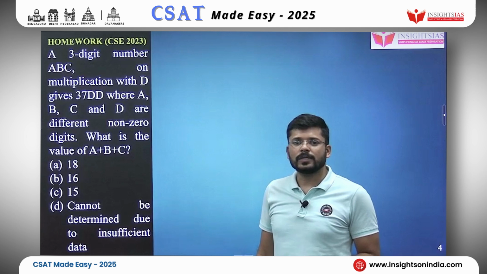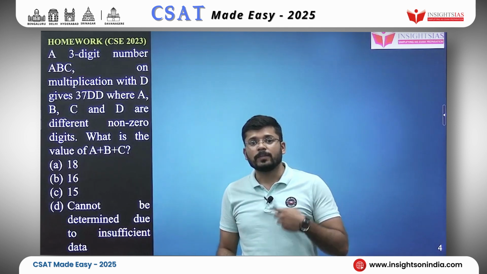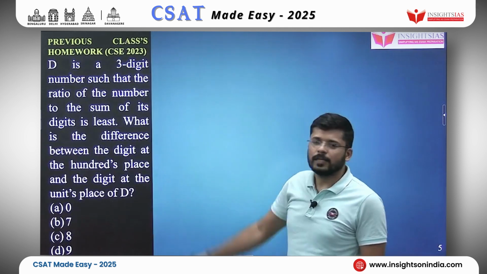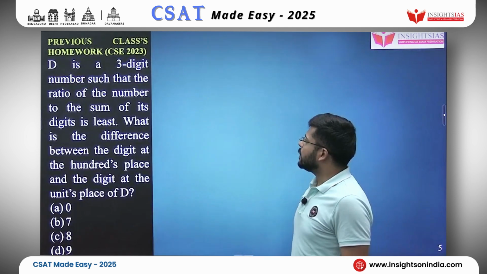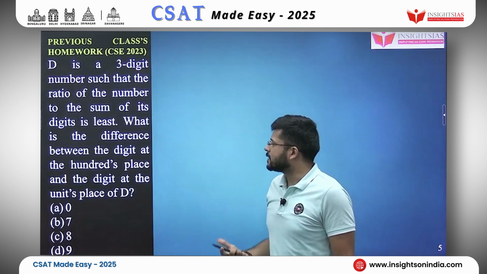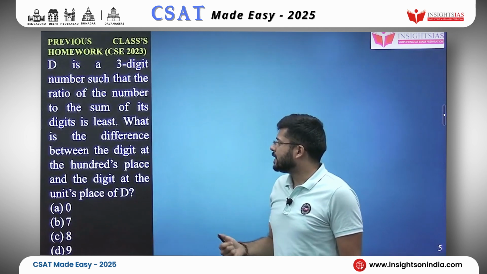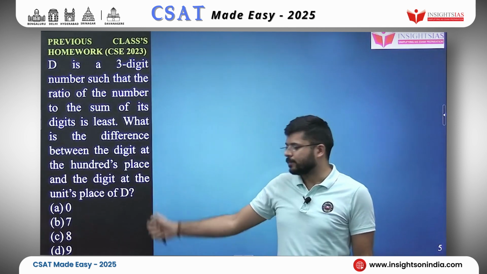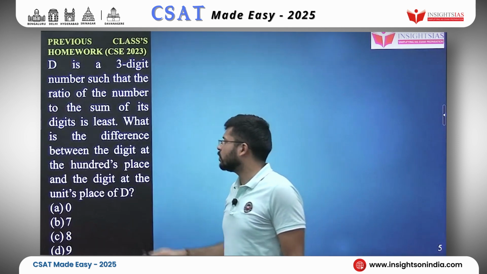And now it is time to discuss the answer and solution to the previous class's homework question. What was it? This was it, right? D is the 3-digit number such that the ratio of the number to the sum of its digits is least. What is the difference between the digit at the hundreds place and the digit at the units place of D? Let's understand the question first.